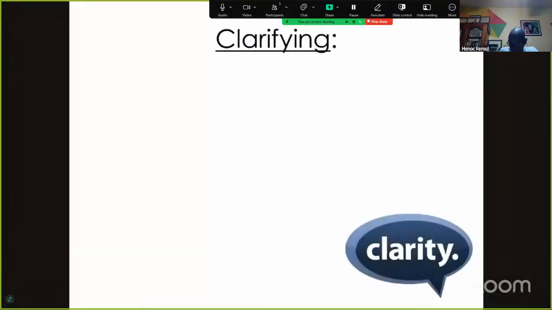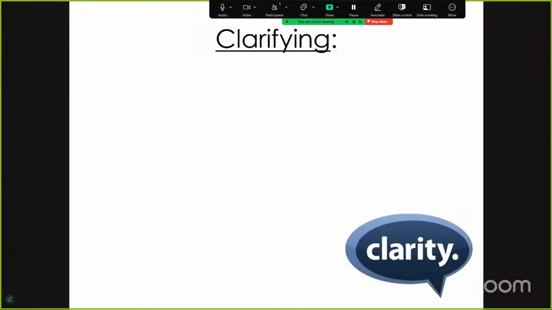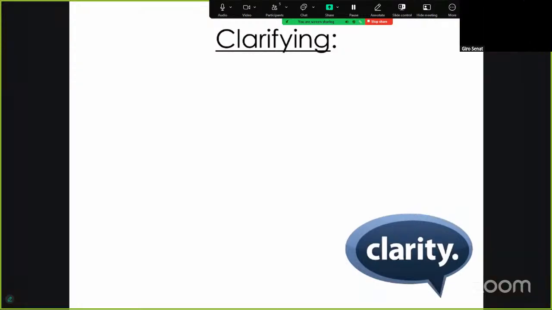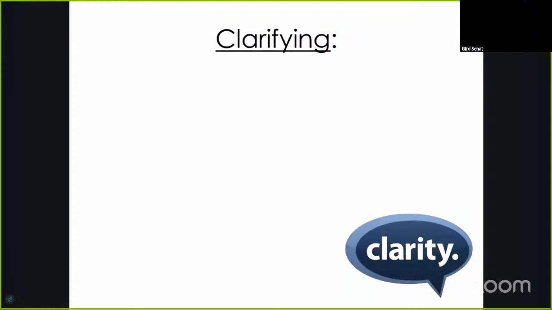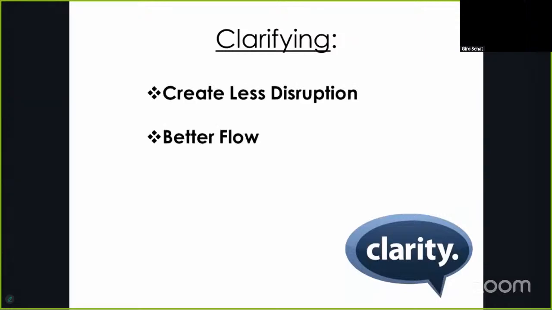Interpreting sessions will not always go smoothly. You may encounter difficult accents, unknown regional slang, or individuals who mumble or speak quickly. Never engage in a clarifying conversation that excludes the other party. Appropriate clarifying will create less disruption and provide for a better flow during the session. It will also prevent the exclusion of one party from the conversation.